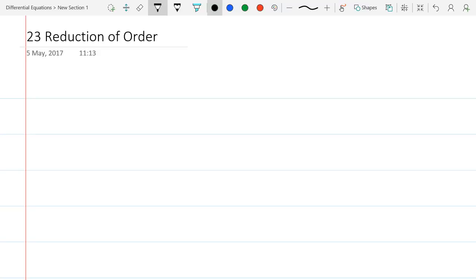So what we're going to do now is start with a different ODE that will not have constant coefficients. So we're going to start out with a given second order ODE.